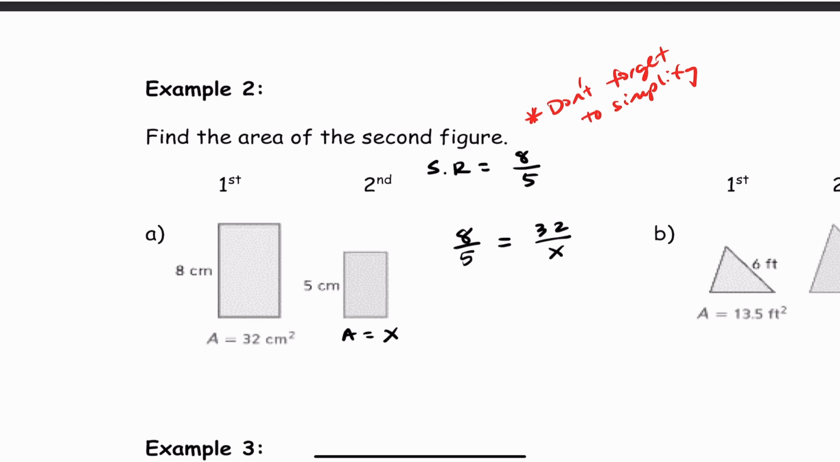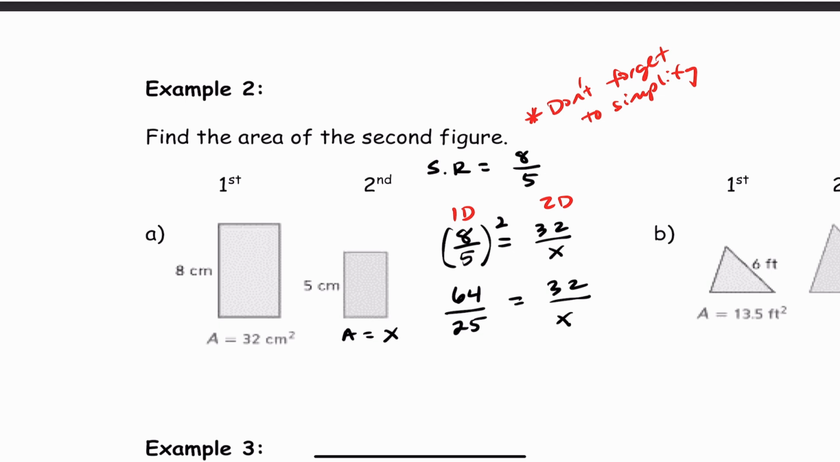This ratio, is it one-dimensional or two-dimensional? One-dimensional. So I'm going to make a note. That's one-dimensional. And then the 32 over x, is that one-dimensional or two-dimensional? Two-dimensional. So this 8 over 5, I should square it. So 8 squared is 64. 5 squared is 25. Equals 32 over x. So 64 over 25 is equal to 32 over x.